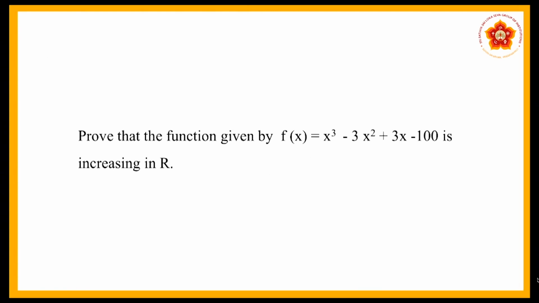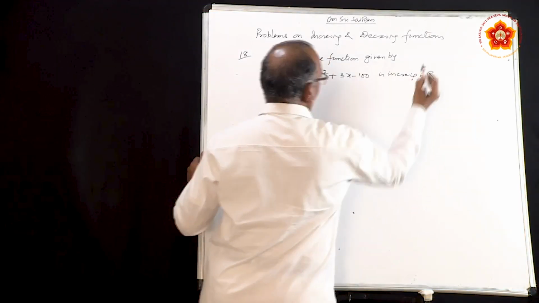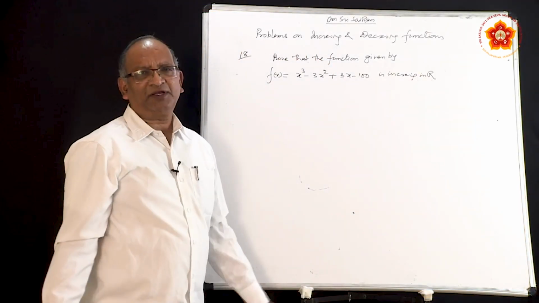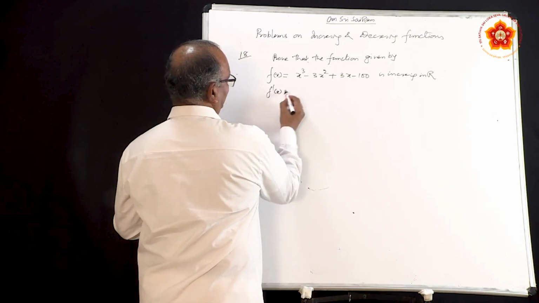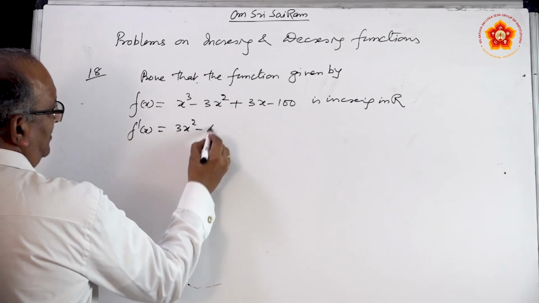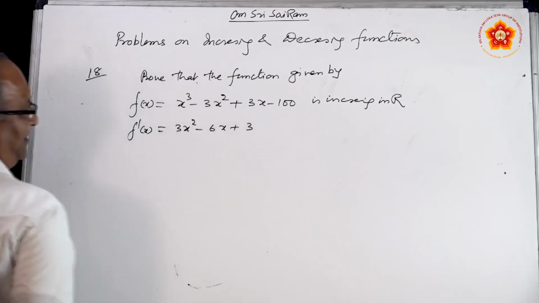It is a very interesting one. This is the 18th problem of the textbook. And what is the problem? He says, prove that the function given by f(x) equal to x cube minus 3x square plus 3x minus 100 is increasing in R. Just follow the normal procedure. Find out f dash x. What is f dash x? 3x square minus 6x plus 3.